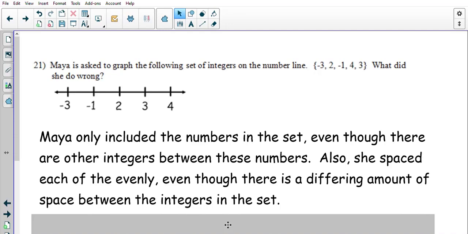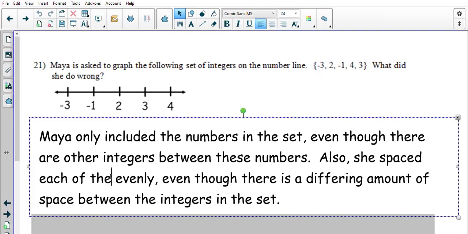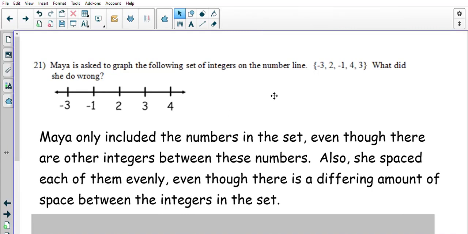The other thing that really makes this incorrect is each of those numbers are spaced evenly. So it says also she spaced each of them evenly. I'm a perfectionist, so I'm going to correct that. Even though there would be a differing amount of space between the integers in the set. So between -3 and -1, that is a distance of 2. Whereas when we look at the difference between 3 and 4, that's a distance of just 1 unit. So they should not be equally spaced.